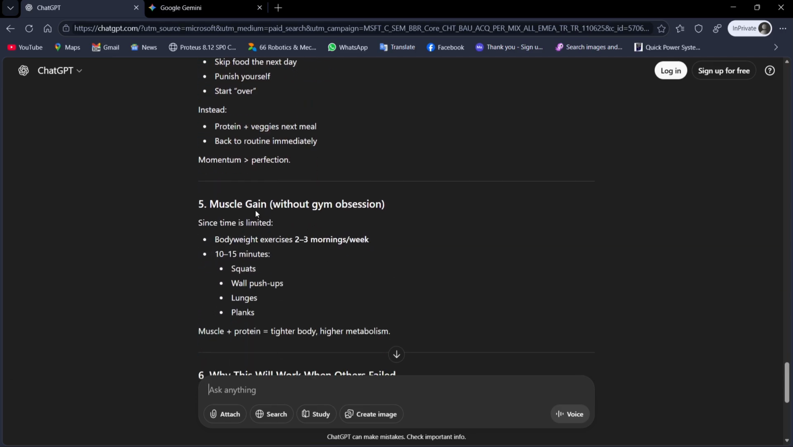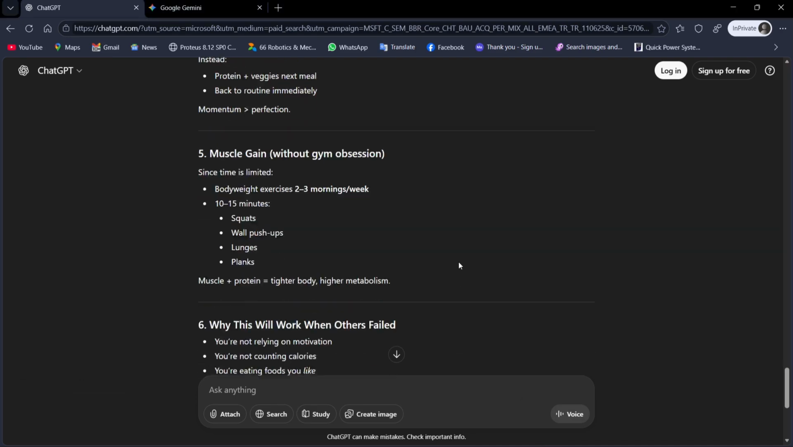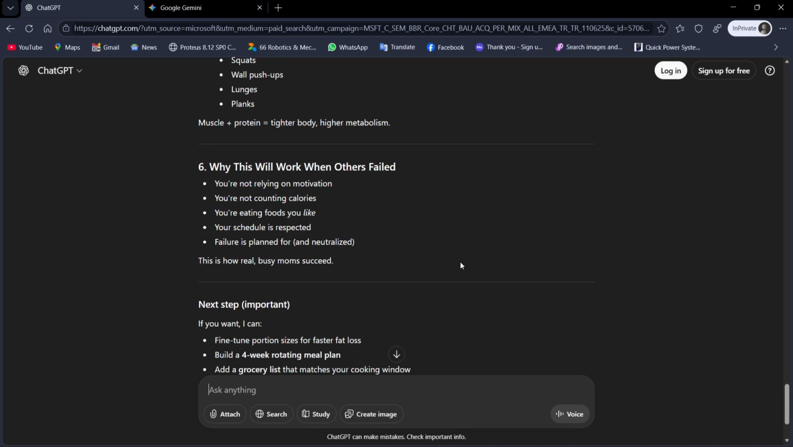Then number 5, muscle gain without gym obsession. Since time is limited, body weight exercise is 2 to 3 mornings per week, 10 to 15 minutes. Squats, wall push-ups, lunges, planks. Muscle plus protein equals tighter body, higher metabolism. This is an amazing recommendation. Something which I didn't know I was going to give this recommendation. Let's keep reading till we see the end.